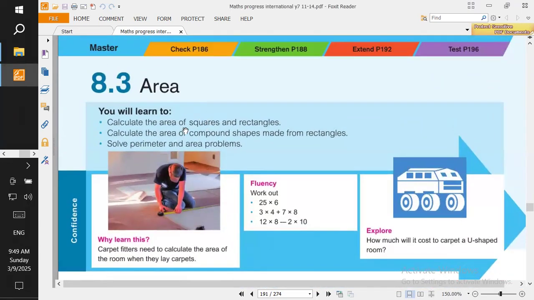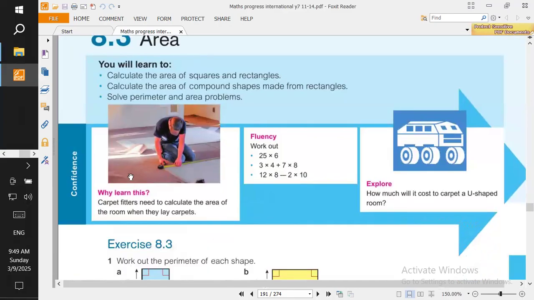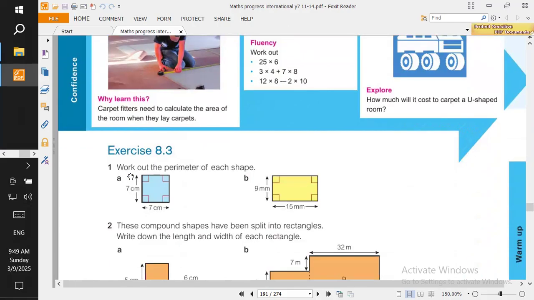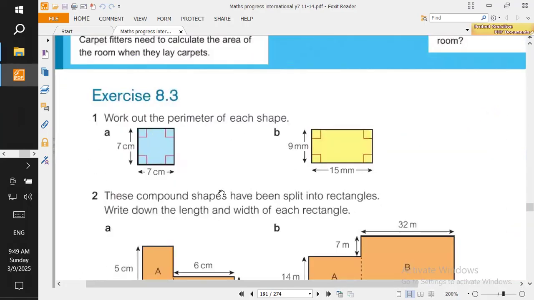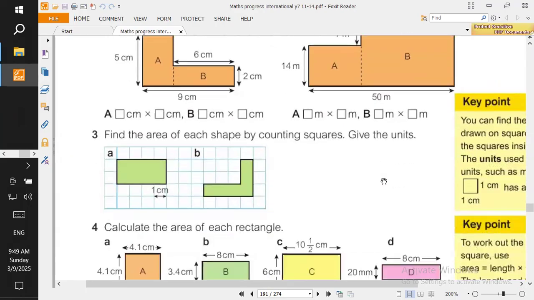8.3, area of shapes. Now, the area of shapes means what? It means what's inside of the shape. We talked about the perimeter. We said that the perimeter of a shape means what's outside of the shape. But the area means what's inside the shape. Now, let's take a look at some questions here. Perimeters, we already did these. We don't have to talk about them.